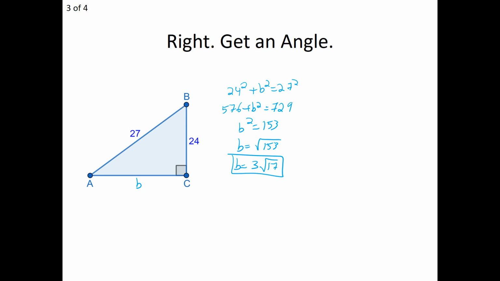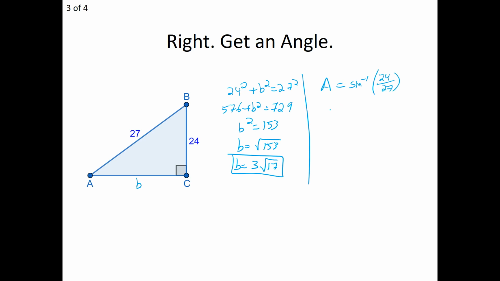But we can also find our missing acute angle measures. For example, I can solve for the missing angle A and the missing angle B. Let's find the missing angle A. Now, for the missing angle A, I'm going to use the two sides that were given, which are the opposite side and the hypotenuse, which means I'm going to be using the inverse sine function to take the inverse of the ratio of the opposite over the hypotenuse. So that would be the 24 over 27.